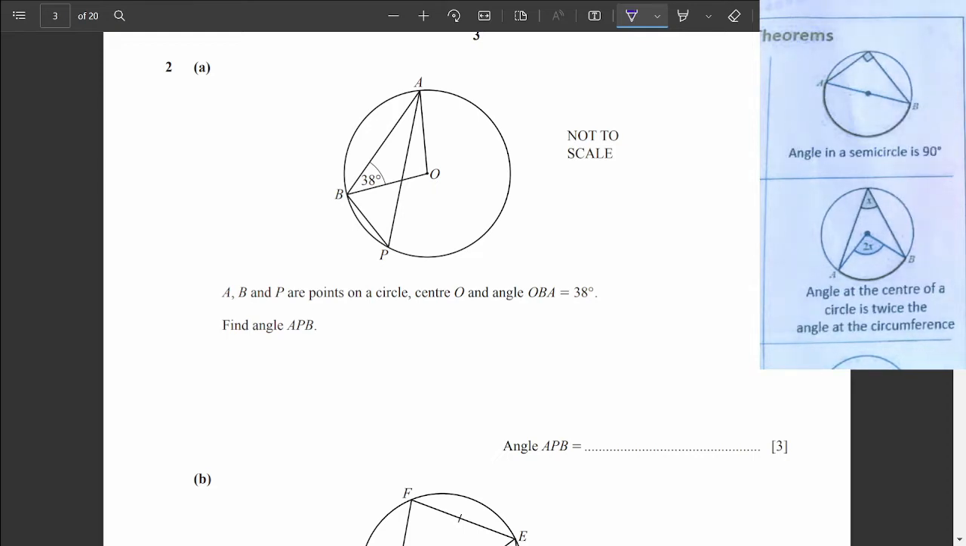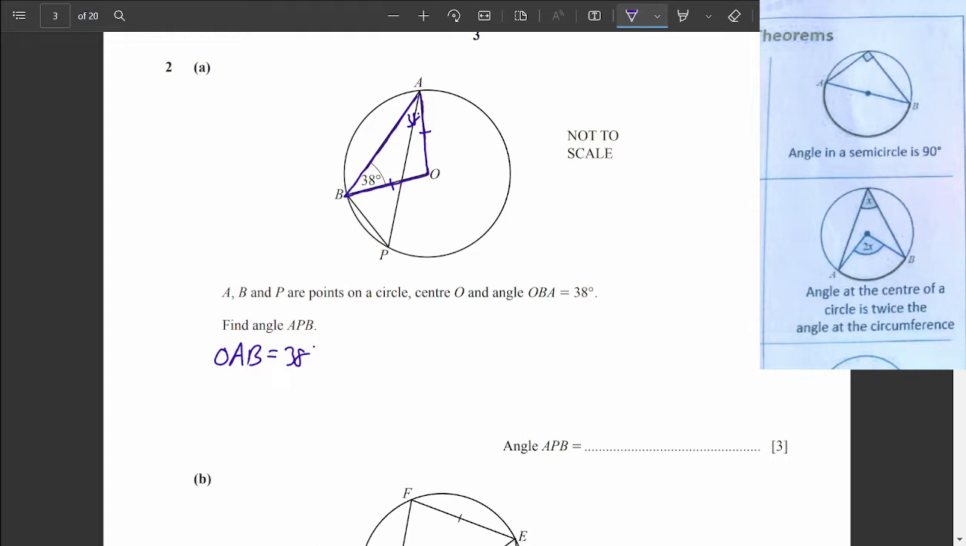Now, whenever I get stuck with circle theorems, I look for one thing, and that is the radius of the circle. We have a radius there, OA, and a radius there, OB. The radius is always the same. It doesn't change, which means here in this triangle OAB, we got an isosceles triangle. That means angle OAB equals 38 degrees.